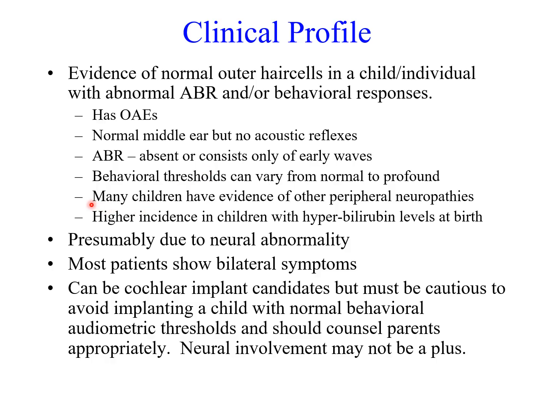And they also found that many children have evidence of other peripheral neuropathies. So it seems like these kinds of patients, auditory neuropathy patients, tend to have other peripheral neuropathies as well. And also, if newborns or infants had hyperbilirubinemia at birth, they have a higher chance of developing auditory neuropathy, either right after birth or later in time. So this is the clinical profile for patients with auditory neuropathy.